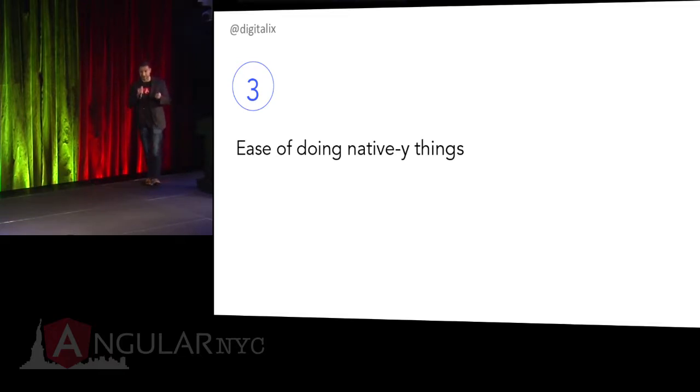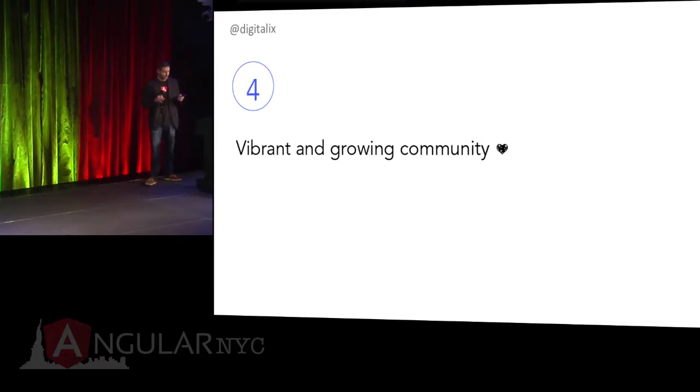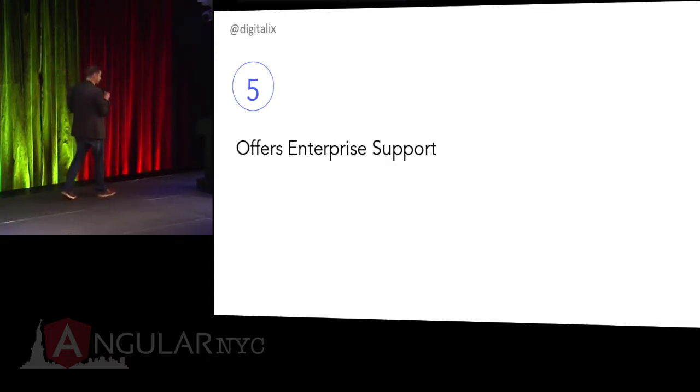Ease of doing native things. What does that mean? So not only do you get out of the box widgets that wrap native elements, you get a lot of them out of the box, but if you need to talk to native APIs, you can do that right in your JavaScript code. It's very cool. Also, NativeScript has a huge growing community worldwide, and Progress Software offers enterprise support for NativeScript if needed.